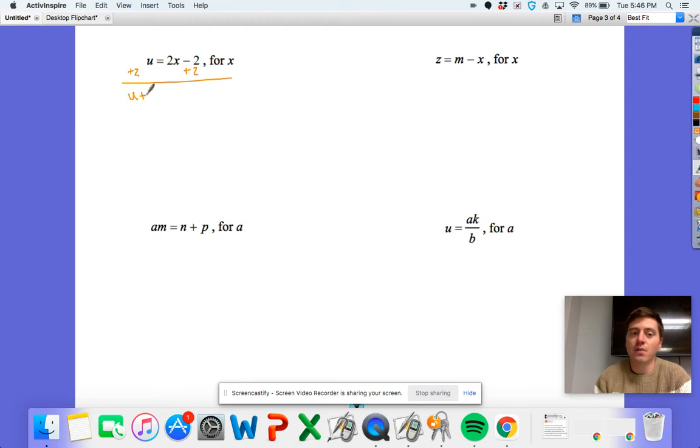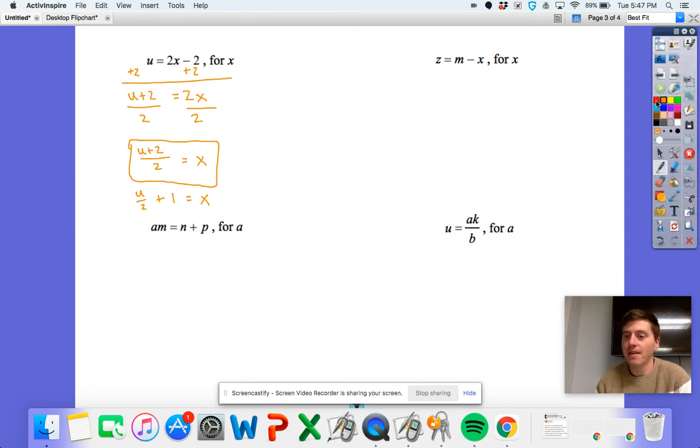So this is just going to be u plus 2 over here equals 2x. That's okay. And then I can divide by 2 since it's 2 times x. The inverse of multiplication is division. And I can say that u plus 2 over 2 is x. Now you could also say that u over 2 plus 1 is x. So that would be u divided by 2 and 2 divided by 2. Now you can do that if you want, or you can leave it like this. This is a perfectly acceptable answer, because this is no more simplified than this is technically. So that's what that would look like.